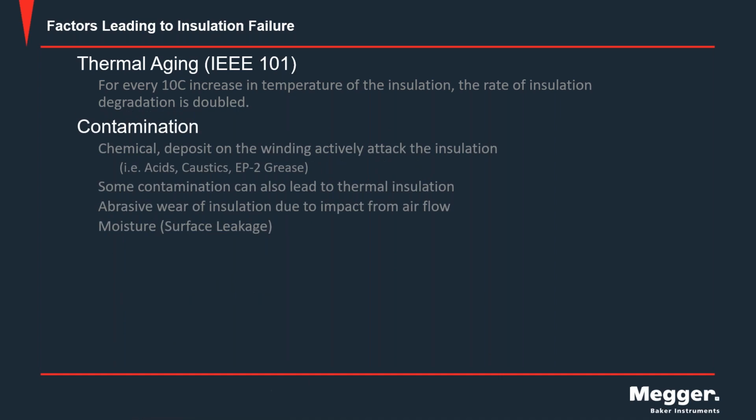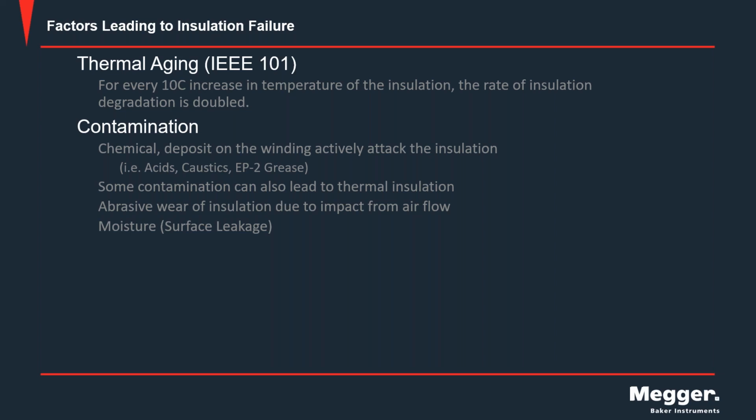Contamination. We have chemical deposits on windings that actively attack that insulation. Depending on the environment the motor lives in, it could be acid, caustic, even the grease that you may be putting on your bearings could be attacking the insulation. Some contamination also leads to thermal insulation. If you're at a cement plant or a coal plant, that fine dust coats the windings. It's like putting a blanket on that motor. Plus the contamination, as we blow air over it, is a form of erosion on the insulation, abrasive wear of insulation due to the impact of airflow.